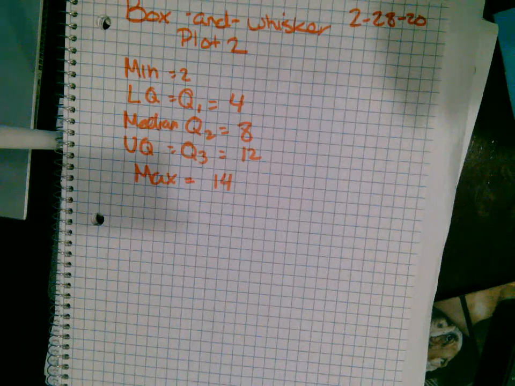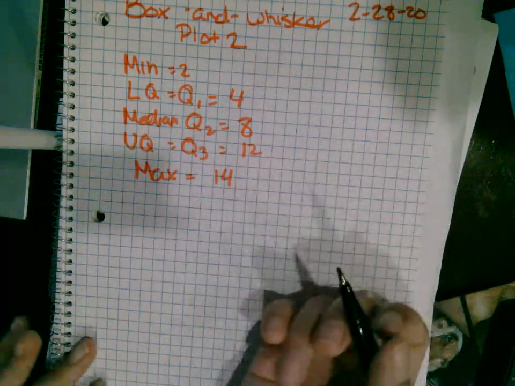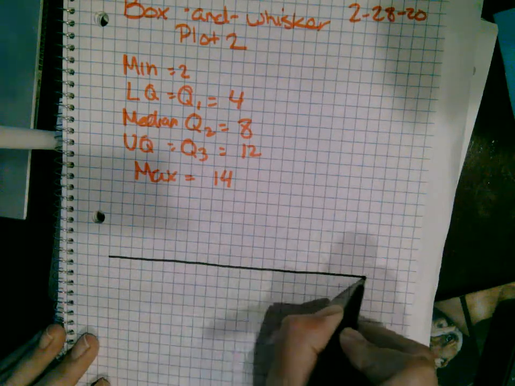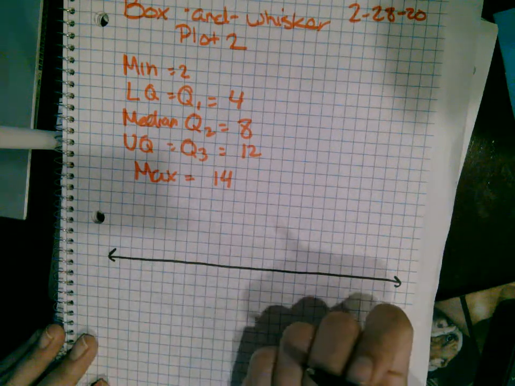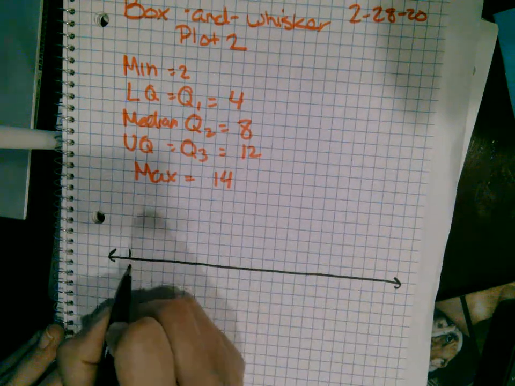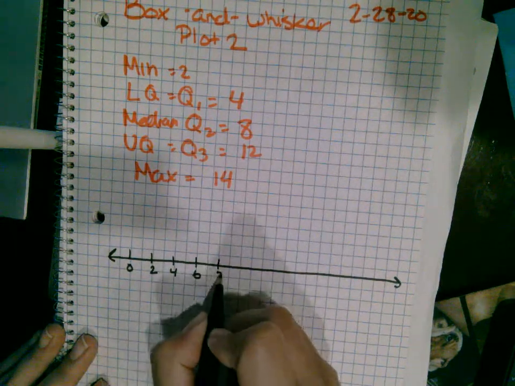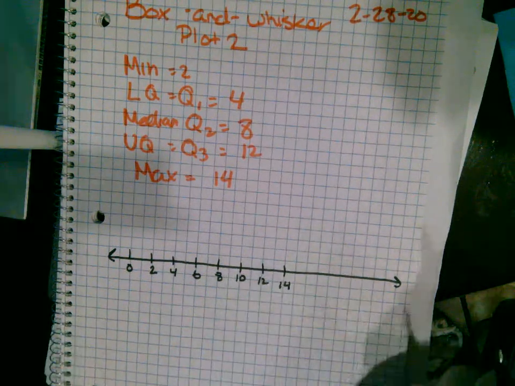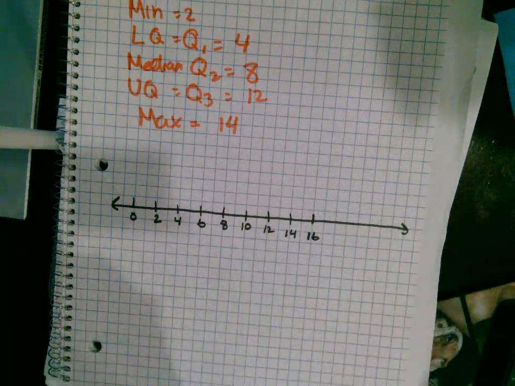So I'm going to teach you how to graph this. It's super easy. And that's where the box and whisker comes from. So you're going to draw a number line at the bottom. And I'm going to go by, let's see, 0, 2, 4, 6, 8, 10, 12, 14. Well, too much room. It's okay. I'll go up to 16.